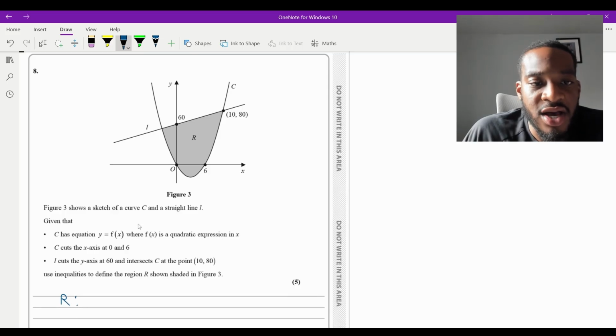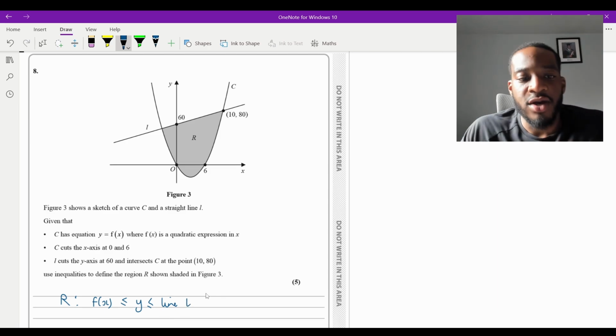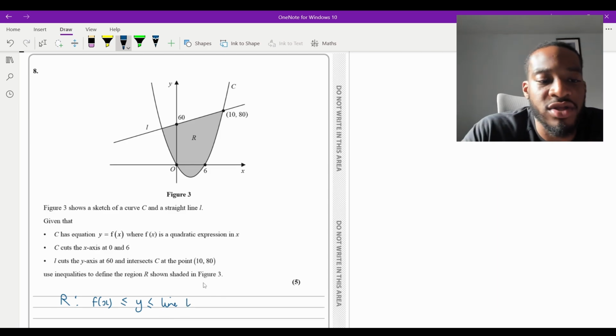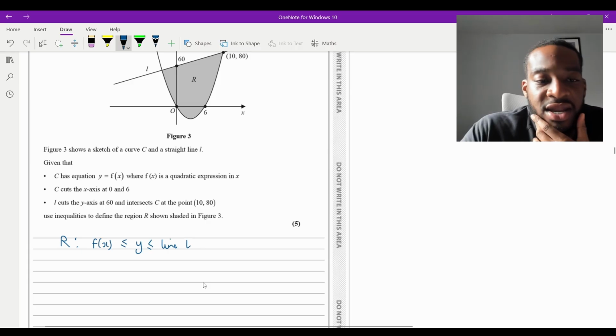So I'm going to say that the region R at its lowest is bounded by the quadratic, which we don't know, but it's called f of x. So I'm going to say f of x is less than or equal to, because it's inclusive, y. And then at the highest, it's bounded by the line, isn't it? Which is called the line L at the moment. So I'm going to just put line L here. So this is our answer. Obviously, we need to figure out what the quadratic is and what the line is, and then we're done.